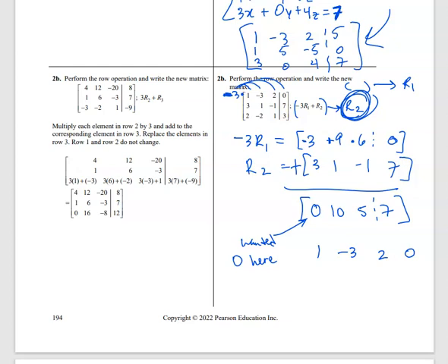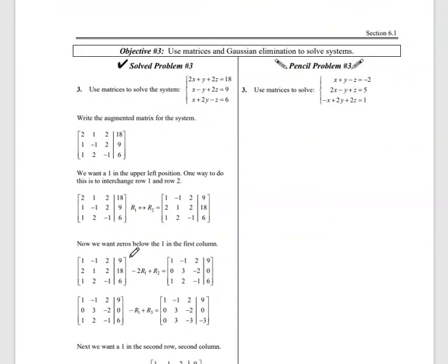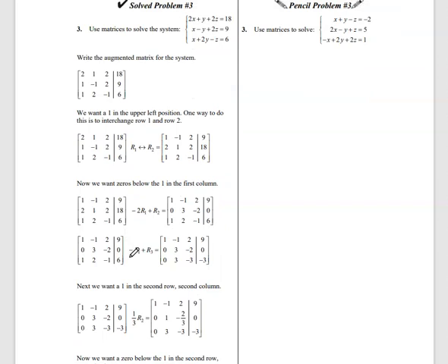And so row 2 is going to become 0, 10, 5, 7. Row 3 was 2, negative 2, 1, and 3. That's the augment. And that's the 1. And so that's the new matrix when we did this row operation. Now this kind of problem, we're going to have several operations that we need to do, but I'm going to try to explain the idea.